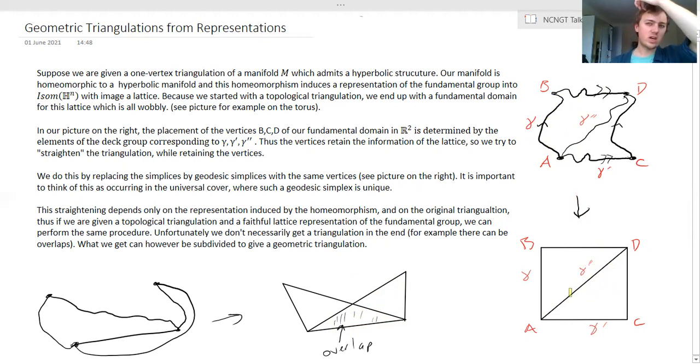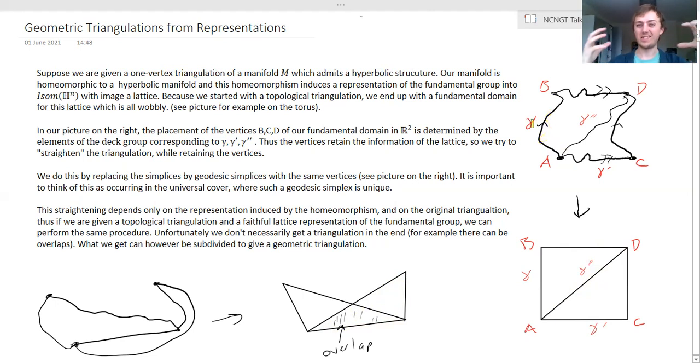Note that this straightening doesn't depend on the homeomorphism that you started with. It only really depends on the topological triangulation and the representation of its fundamental group that's induced by this homeomorphism. So what do representations induced by homeomorphisms look like? Well, they look like faithful lattice representations of the fundamental group. The problem is homeomorphisms: you can't have an algorithm find you a homeomorphism because they're almost impossible to define in an algorithmic way. Because they're so floppy, because there are so many little deformations I could do to this drawing, you can't define it.